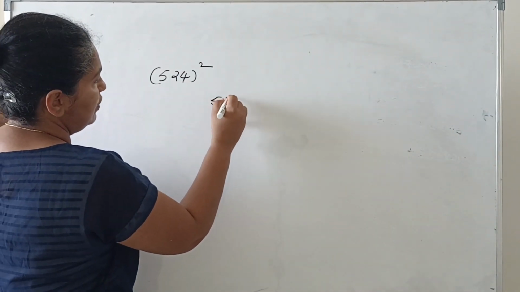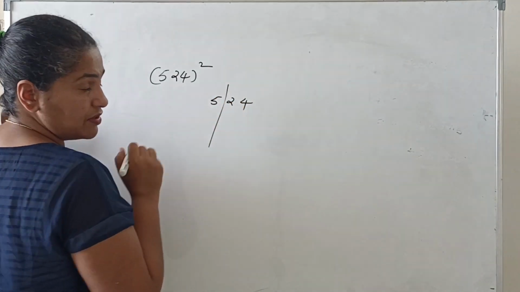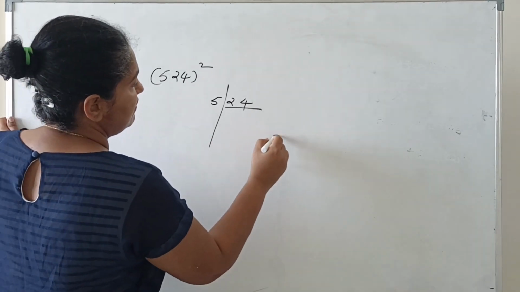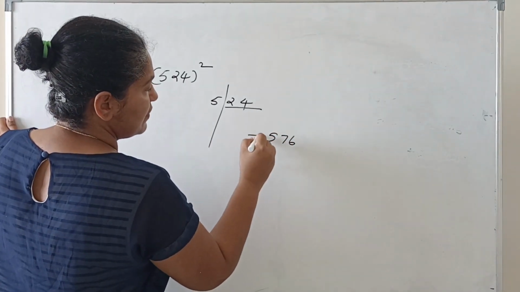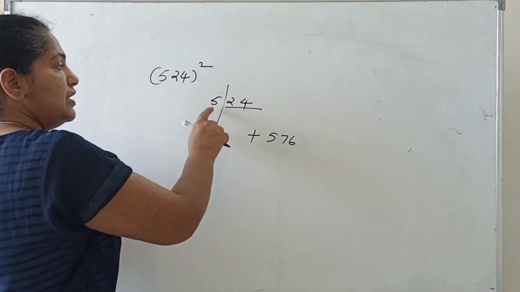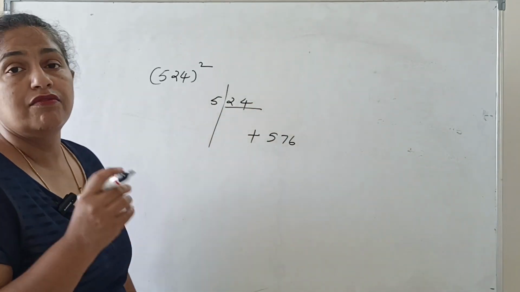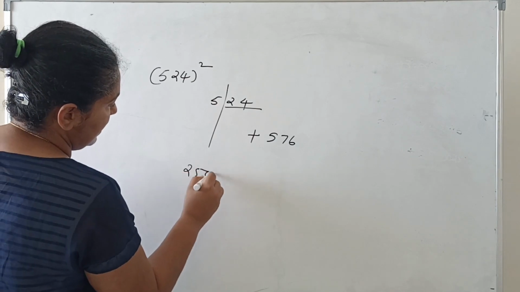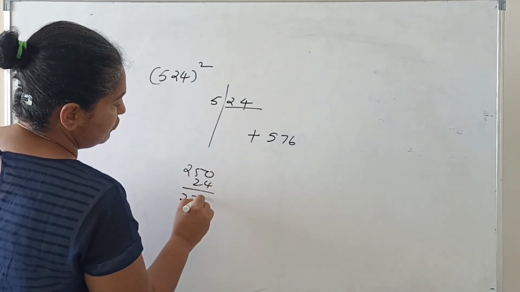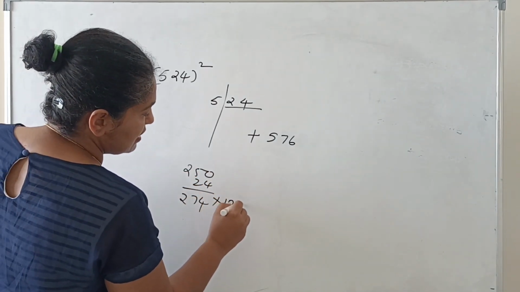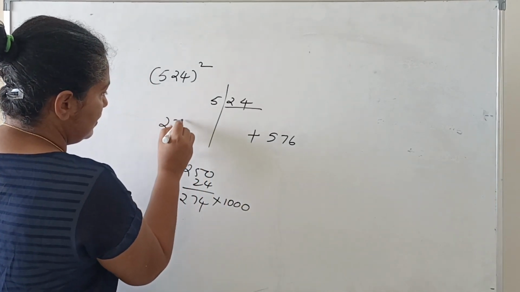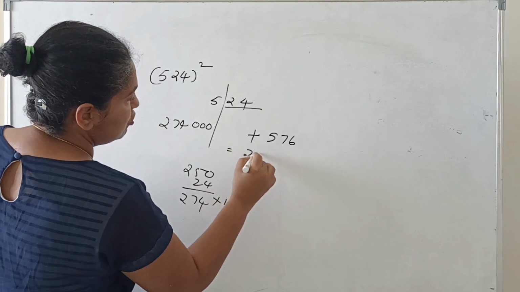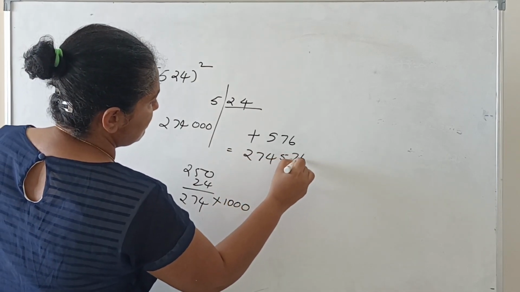I told you, divide the number into two parts by excluding the 5. Write down the square of 24, which is 576. We are adding the square. Got it? Now, because it's a 3-digit number, we are adding 250 to 24. So, what will you get? When you are adding 250 to 24, you will get 274. You are multiplying it with 1,000. So, you have to add 274,000 to this particular number. You will get 274,576 as your answer.